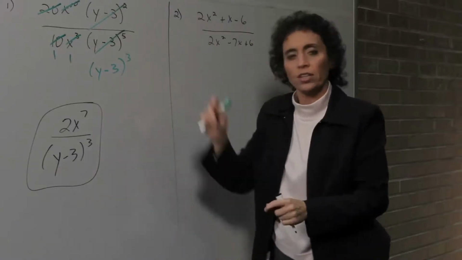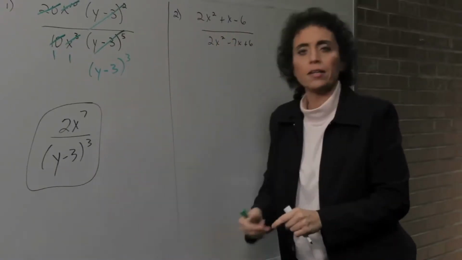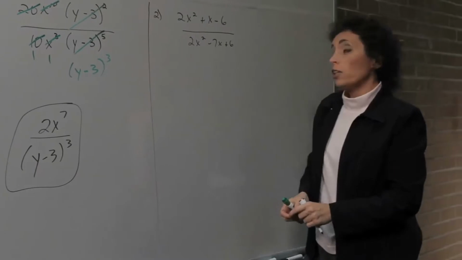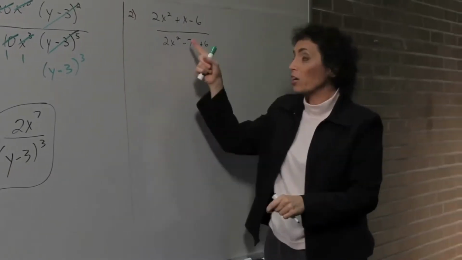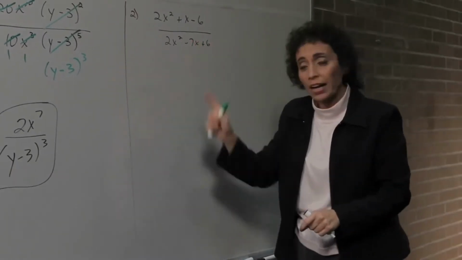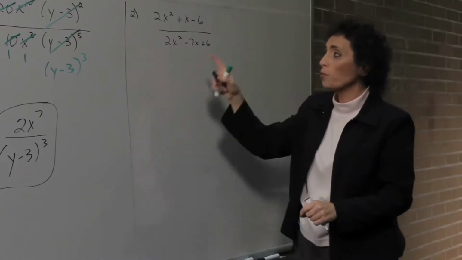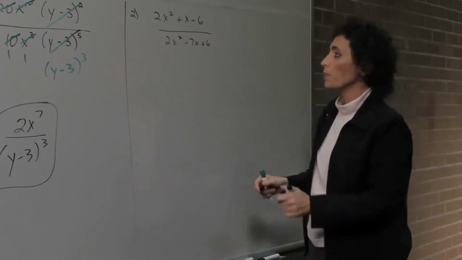I wish they were all that easy. They were easy because they were factors already. Okay? Looking at 2, we don't have that same thing going on. Here we have terms, not factors. I'm going to have to factor both the numerator and the denominator, so here we go.